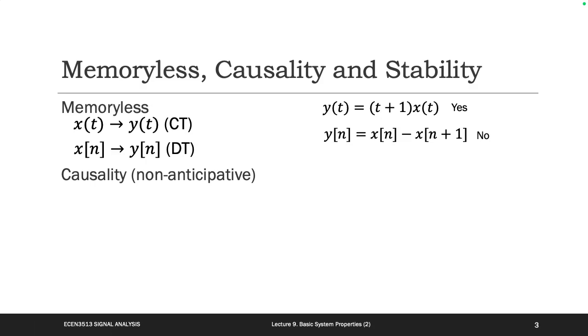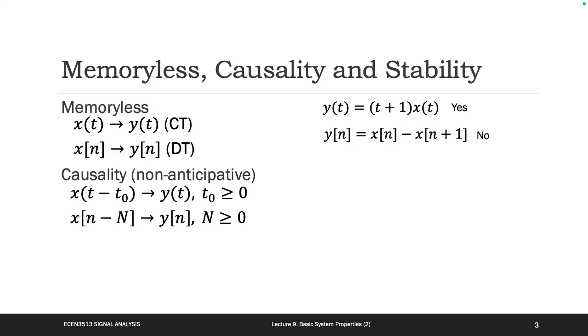What is causal or non-causal? Causal depends on the present and the past. The output depends on the past or present input signal. And let's talk about this one. How about this one?